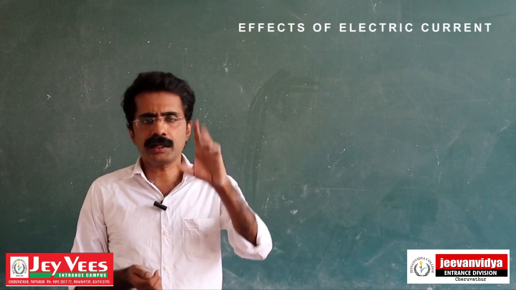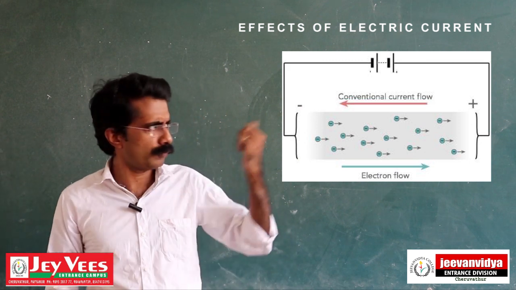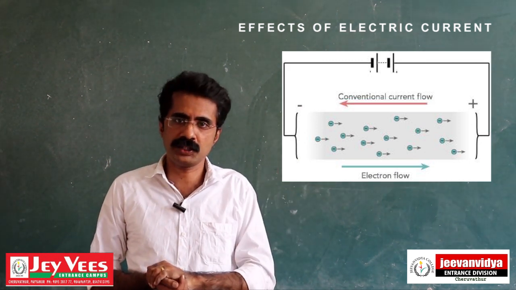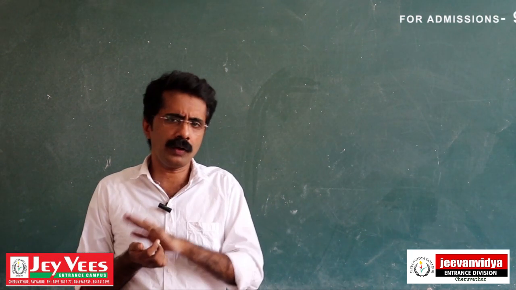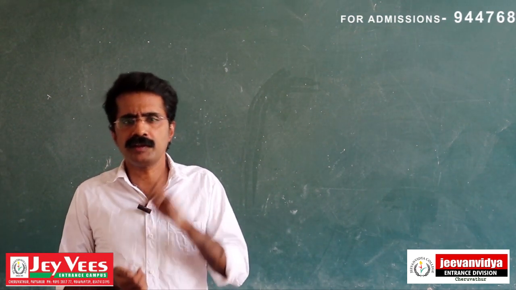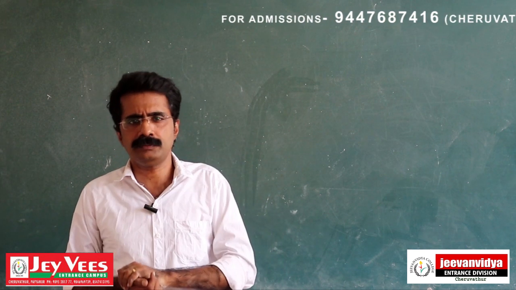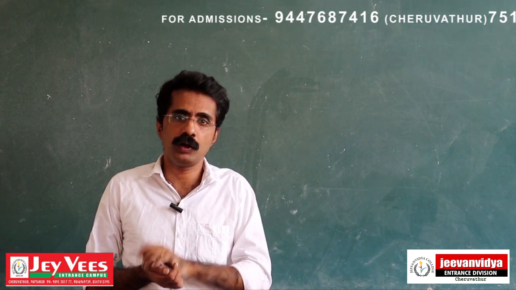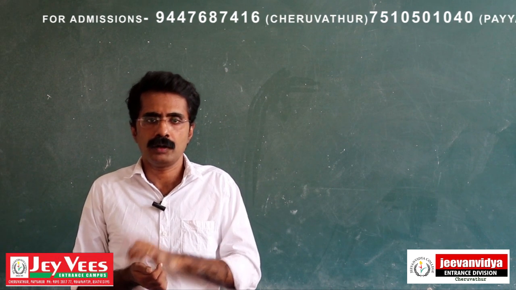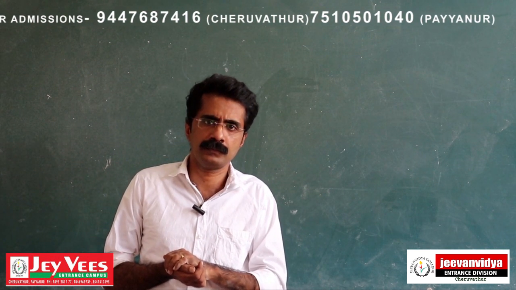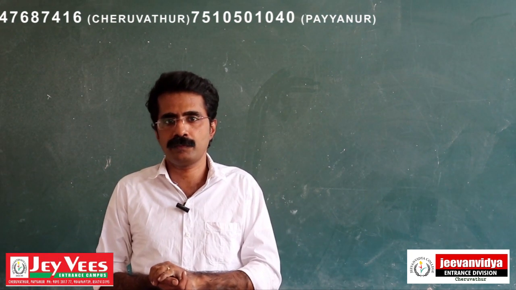So, in the case of a conductor, the current is due to flow of electrons. But in the case of a semiconductor, do you know semiconductor? Give an example of a semiconductor. Germanium and silicon are examples of semiconductors. In a semiconductor, the electric current is due to flow of positively charged holes and electrons. During electrolysis, the electrical current is due to movement of ions, positive ions and negative ions.